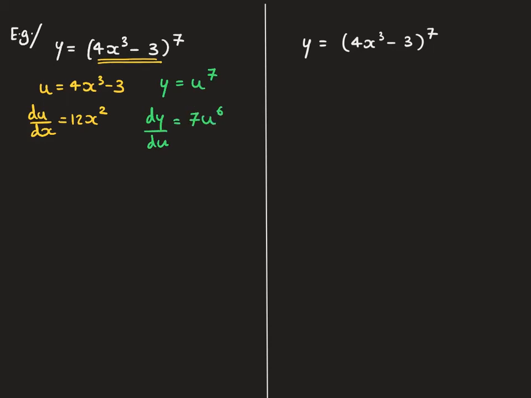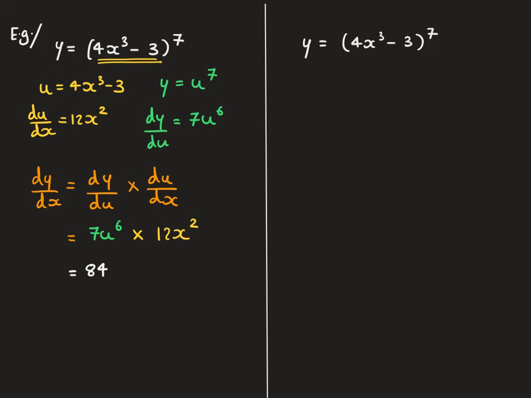So remember, the chain rule then tells us that dy by dx is the product of these separate derivatives, dy by du multiplied by du by dx. And we can then fill in what we know. dy by du is 7u to the power of 6, and du by dx is 12x squared. So this then simplifies to give us 84x squared, and then instead of u to the power of 6, we would write 4x cubed minus 3 all to the power of 6. And that's our final answer.